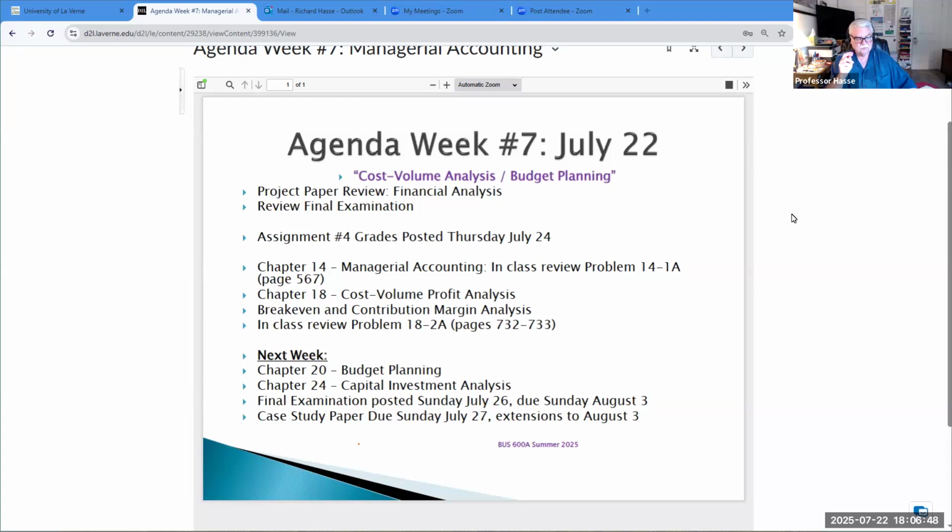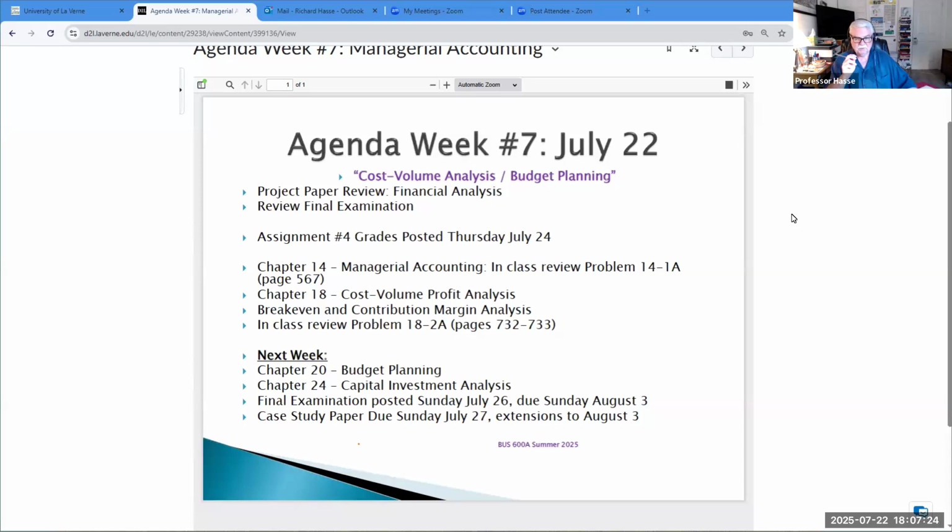Case paper study, as you're wrapping that up this week, we're going to talk about that a little bit this evening. That is due this coming Sunday, but you can get an extension on that work if you need it. And the last possible date for that will be August 3rd as well. But I suggest you get your case paper done before you start tackling the final examination. To do both at the same time could be a little challenging, but we'll talk more about that later.